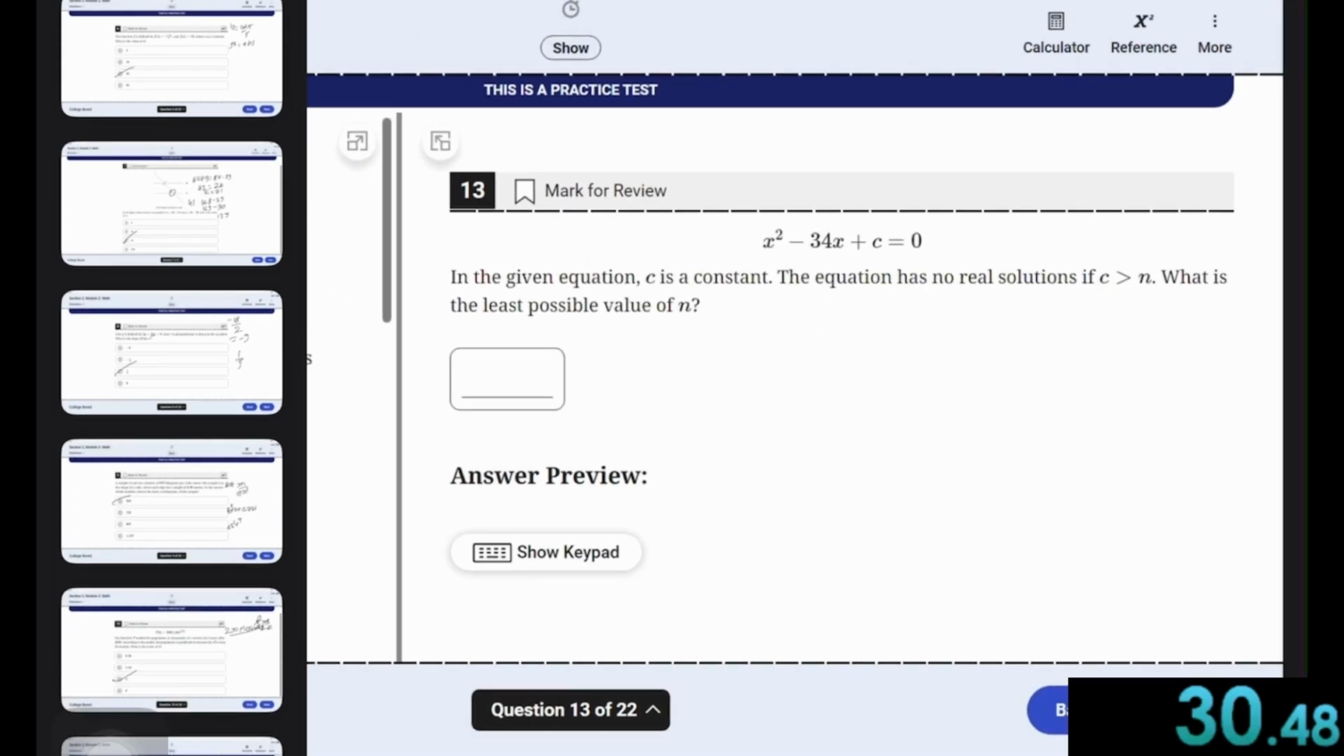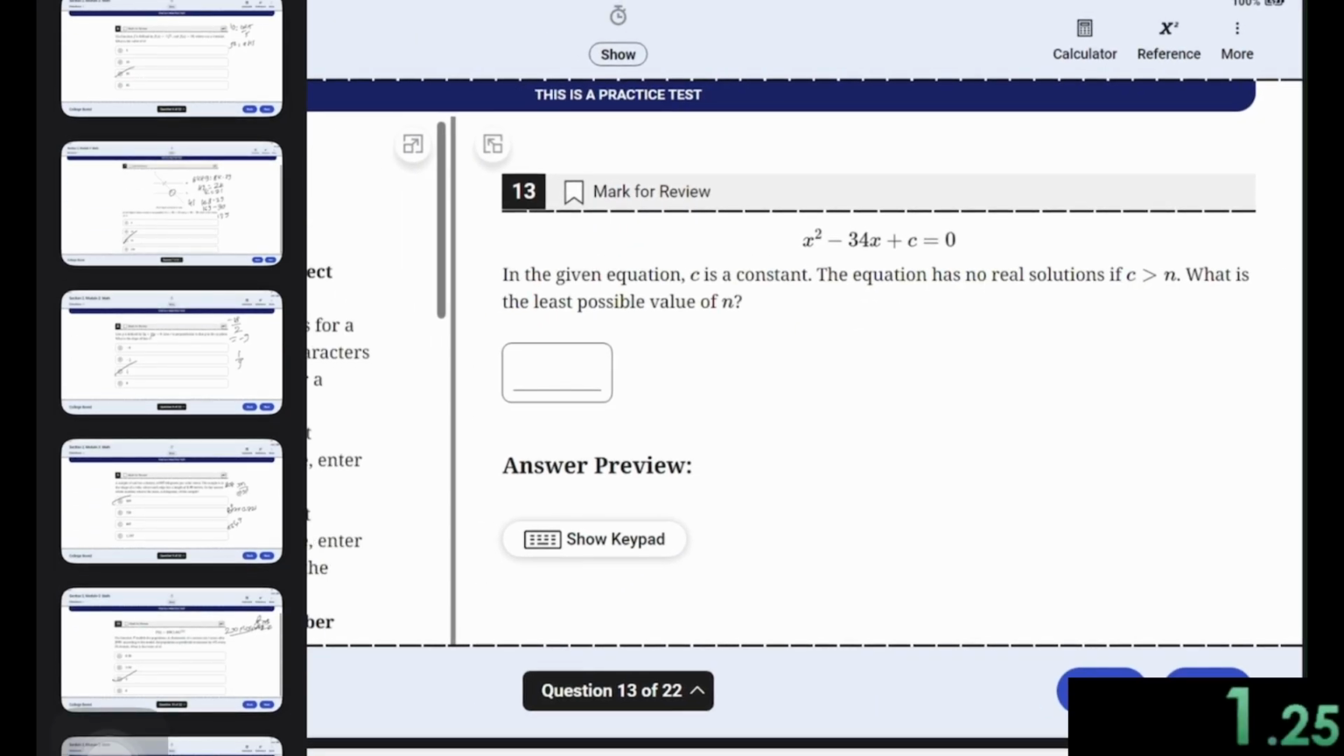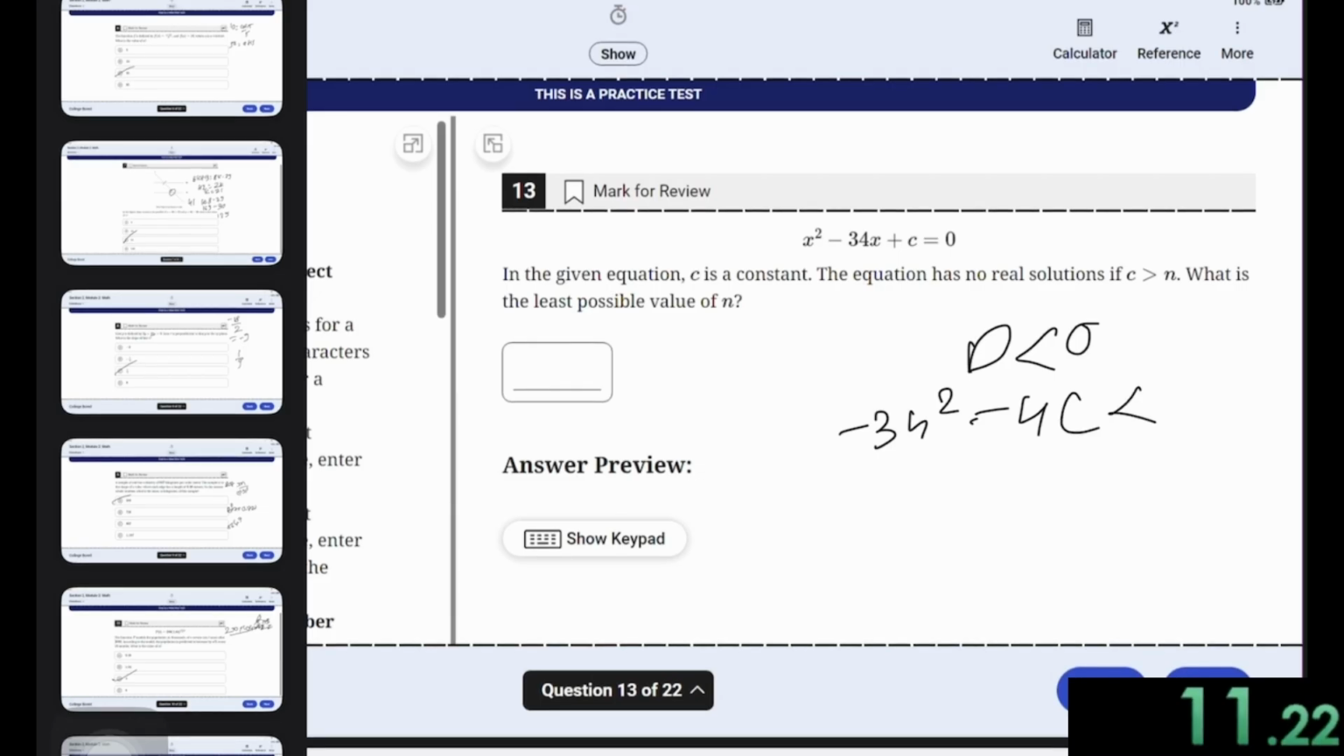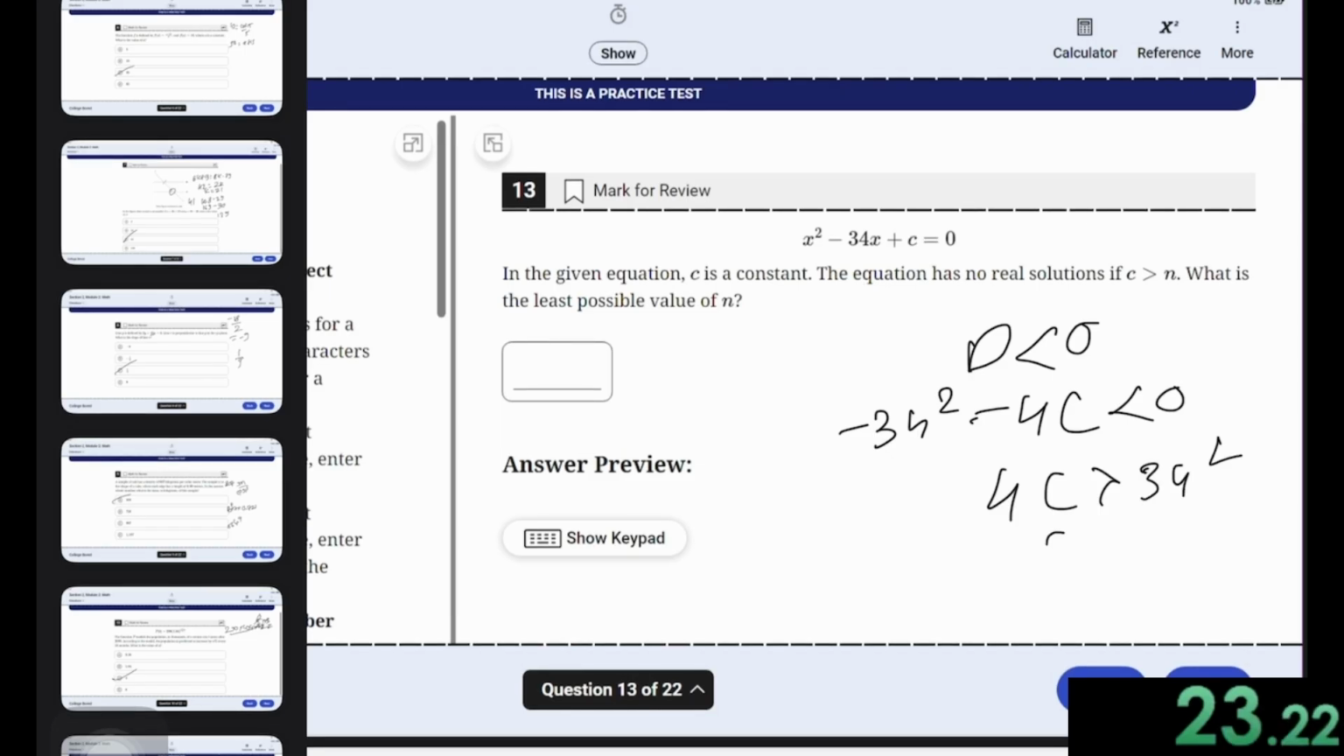Right? And what is the least possible value if it has no real solutions? Means D is less than 0. Okay, so b square minus 4 multiplied by 1 multiplied by c is less than 0. Okay, so 4c is greater than 34 square. So c is greater than 34 square upon 4.